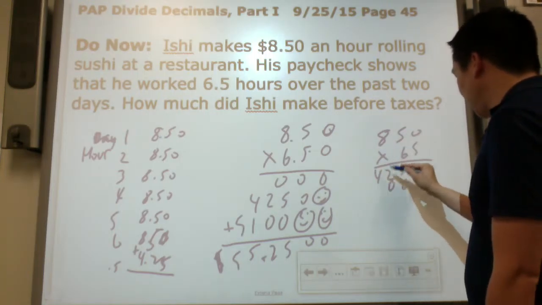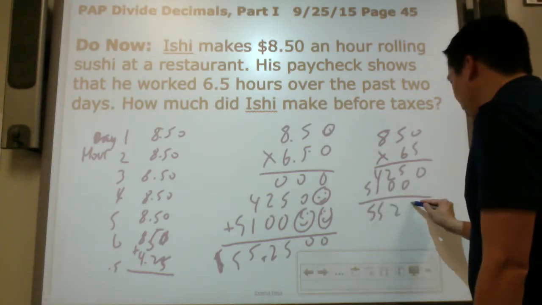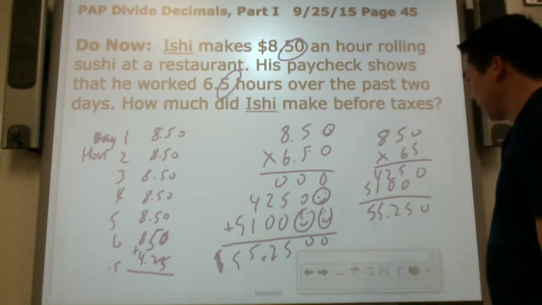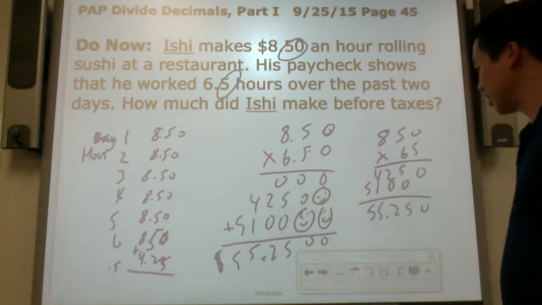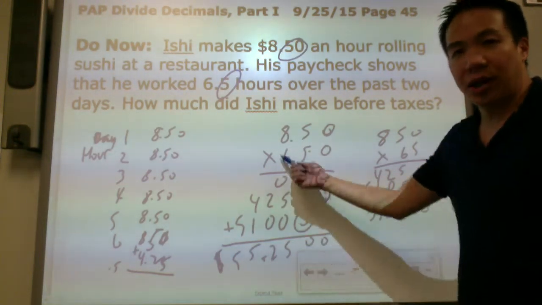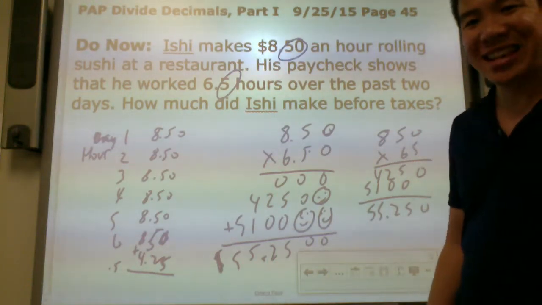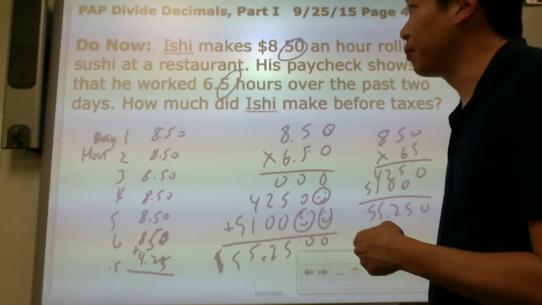0, 30 carry 3, 51. 5, 5, 2, 5, 0. How many digits are behind a decimal point? 3 digits. Or hundredths place times tenths place is thousandths place. So you get the exact same answer. Do you like lining up the decimal points and then multiplying? Or would you like to multiply without decimals, then go back and put it back in? Your choice. Get the correct answer.